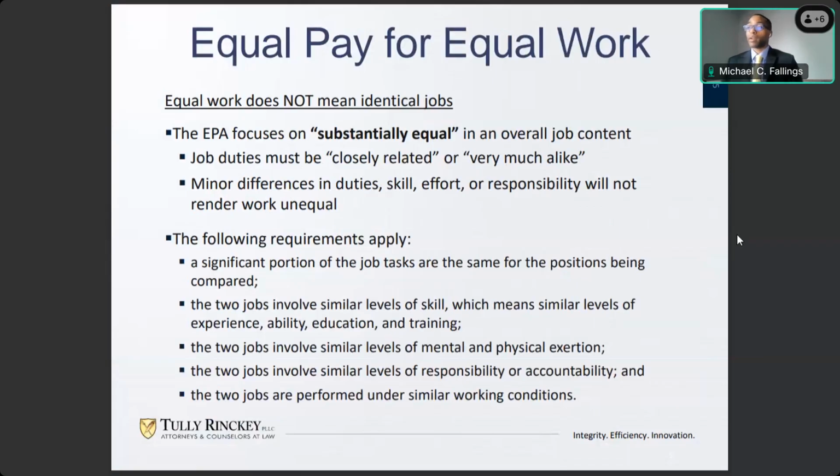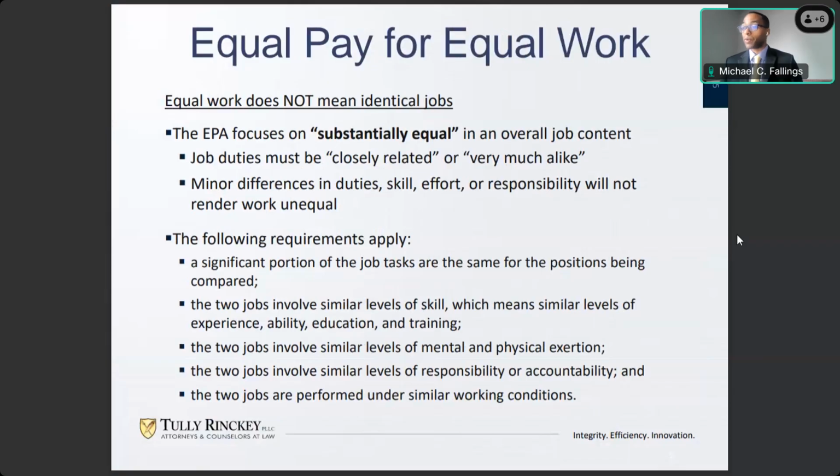Now, equal work is where there become disputes about what equal work means. Well, the case law has said that equal work does not mean you have performed the exact same work or the exact same job. It means substantially equal in the overall job content. And that really looks at the job duties that are performed and how related they are. So again, it doesn't have to be exactly equal, but it must be substantially equal. Minor differences will not render it unequal.